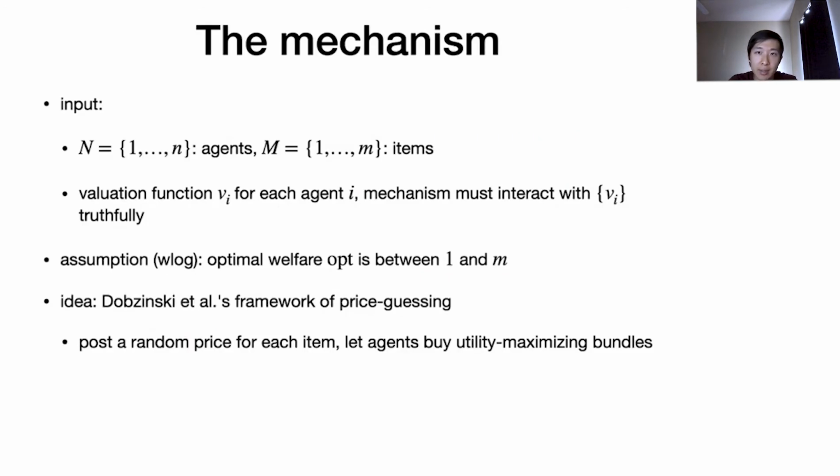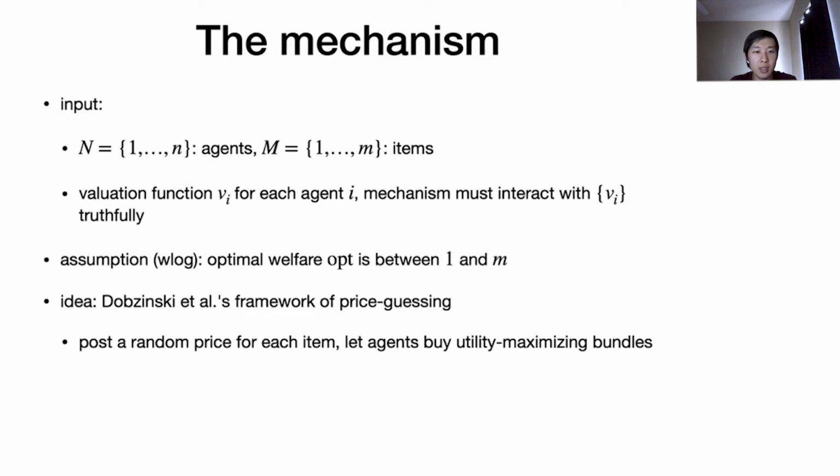Now let's look at the mechanism. Recall that the input is n agents, m items, and a valuation function Vi for each agent i. Moreover, the mechanism can only interact with Vi truthfully. And we further make the assumption that the optimal welfare OPT is between 1 and m. So we have a very rough estimate of the optimal welfare. This assumption is without loss of generality. We can easily remove that, but I'll not go into details here.